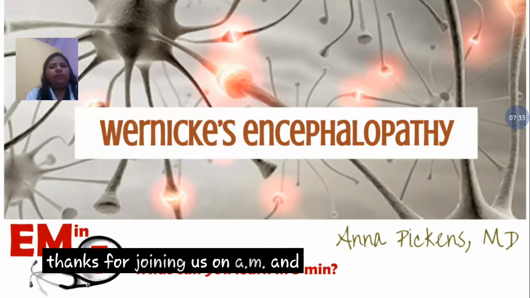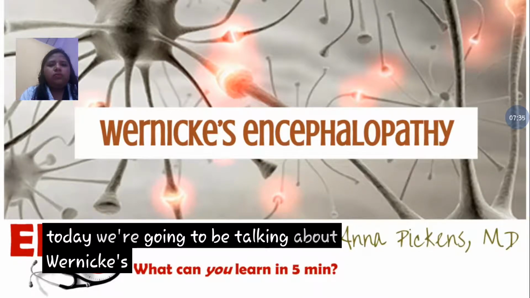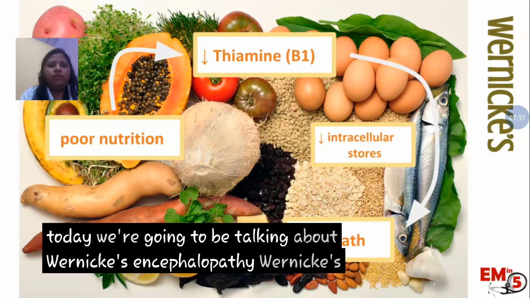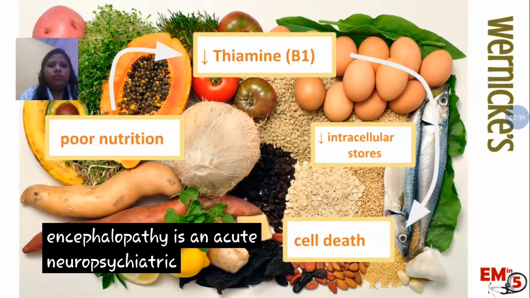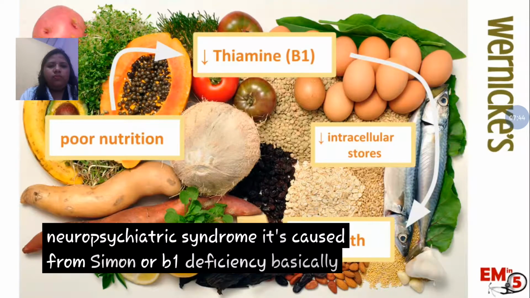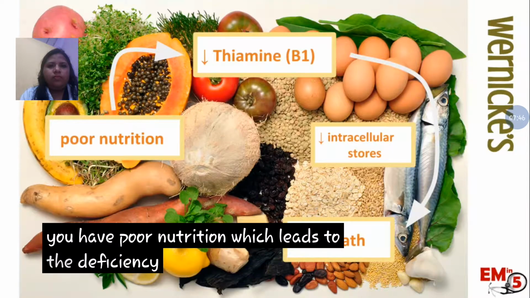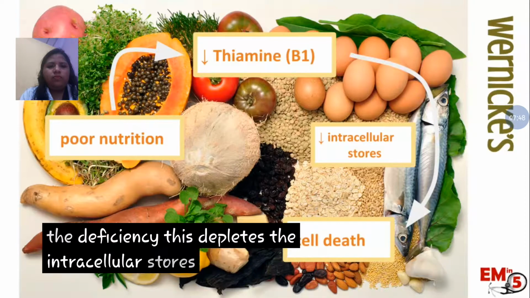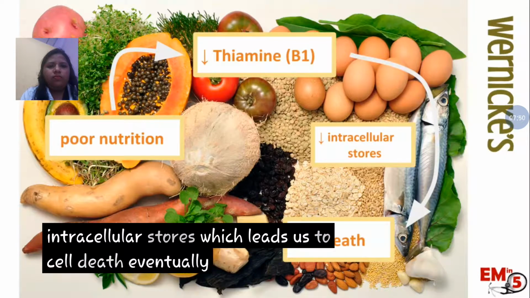Thanks for joining us on EM in 5. Today we're going to be talking about Wernicke's encephalopathy. Wernicke's encephalopathy is an acute neuropsychiatric syndrome. It's caused from thiamine or B1 deficiency. Basically, you have poor nutrition, which leads to the deficiency. This depletes the intracellular stores, which leads to cell death eventually.